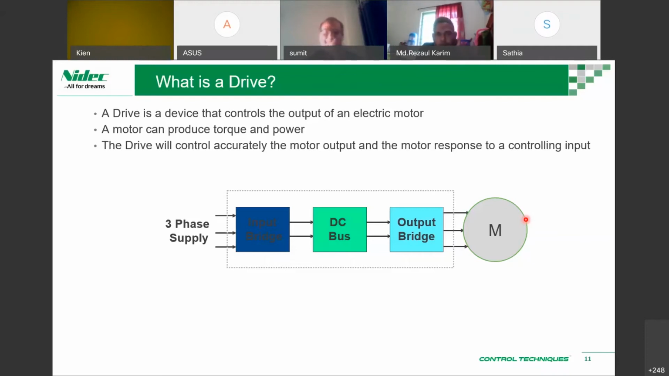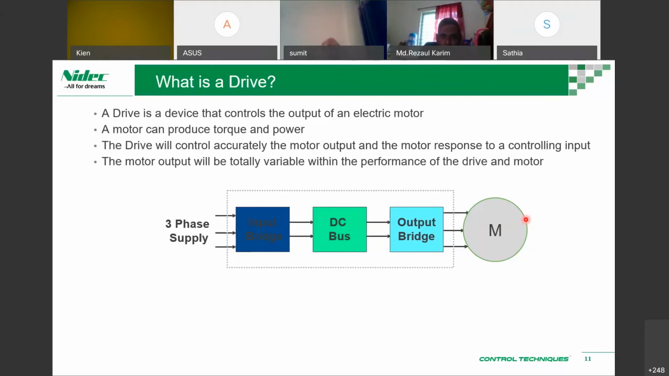So we have soft starters to do that. But what's the difference? A soft starter allows you to accelerate and decelerate in a controlled manner, but not when you're running at full speed. You start slowly, you reach a maximum speed, run for a while, and then you stop. That's it. There's no speed control in between. The motor output will be totally variable within the performance of the drive and motor. So that's where the VFD comes in, and not just the soft starter.